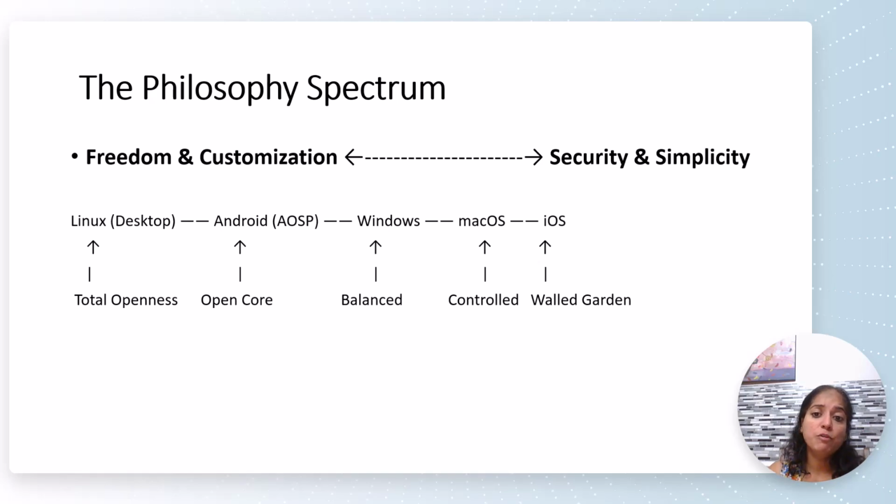Then macOS moves us towards the right. It's proprietary and locked to Apple hardware, but it retains its Unix soul, giving technical users power within a controlled environment. And finally, iOS represents the ultimate walled garden, complete control ensuring simplicity and security, but at the cost of user freedom.